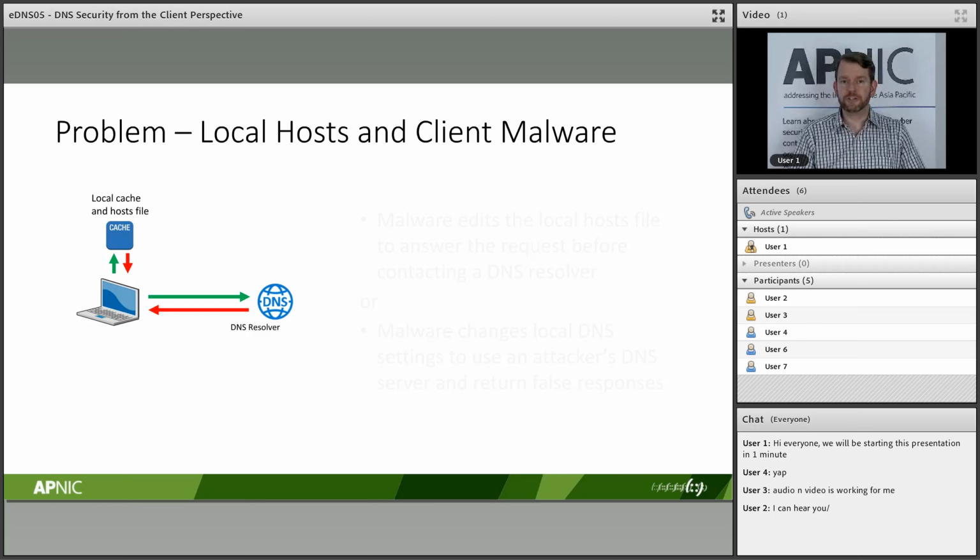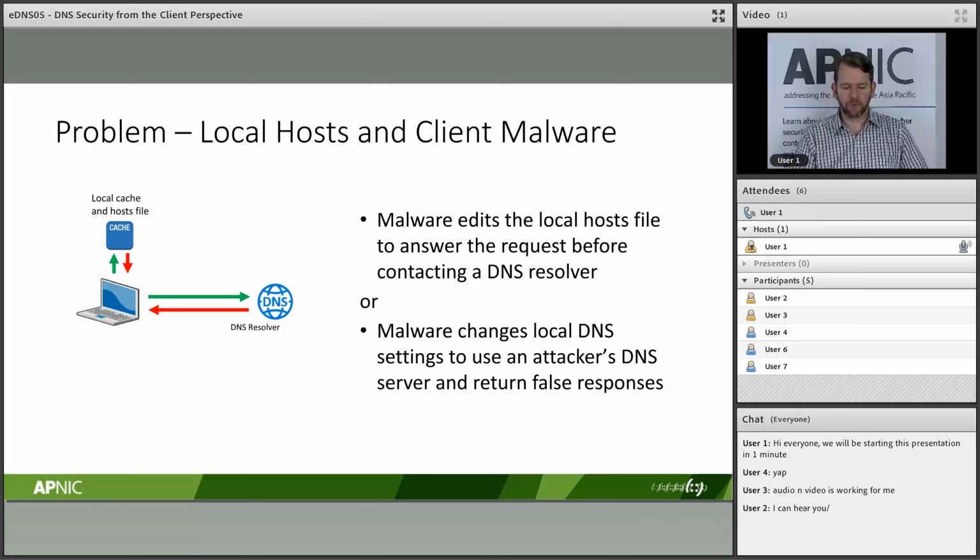If there's an entry in the local host file, DNS will never communicate to the DNS resolver. It will actually take over control of that local cache, assume that that is correct, and then use that falsified information to connect to a fake website. Additionally, malicious software can change the local DNS settings on the computer to point, instead of to your regular internet provider or corporate DNS resolver, it can point to an attacker's DNS server as the DNS resolver, and then that server can be configured to respond with malicious responses that point off to IP addresses that are under the attacker's control.